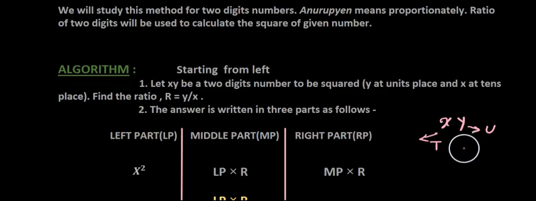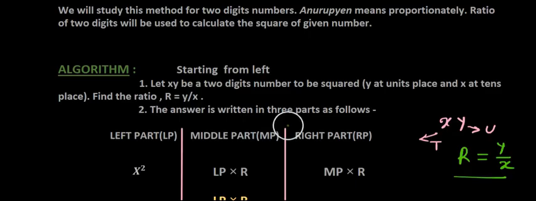First of all, the first step is to find the ratio. Find the ratio R, capital R. Ratio of what? Ratio of y to x. Ratio of the digit at the units place to the digit at the tens place. In this case, y and x. See, the ratio of the digit at the units place to the digit at the tens place. Find this ratio.